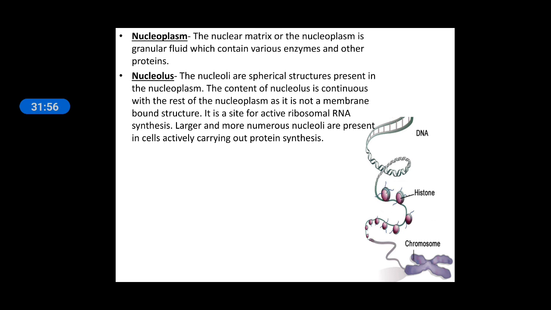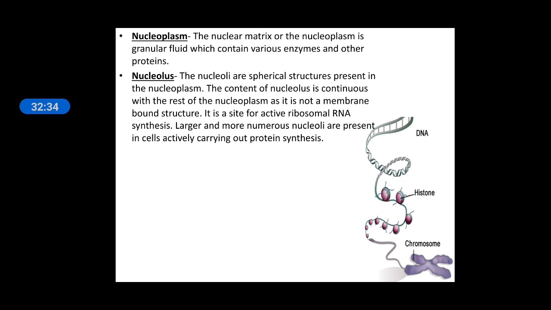Nucleolus. The nucleoli are spherical structures present in the nucleoplasm. The content of the nucleolus is continuous with the rest of the nucleoplasm because, inside the nucleus, the nucleolus is again a structure which does not contain any membrane. So how many structures in the cell do not contain any membrane? First one is ribosome, second one is centriole and centrosome also, and third one is nucleolus. It also does not contain a membrane, so its material is continuous with the nucleoplasm.